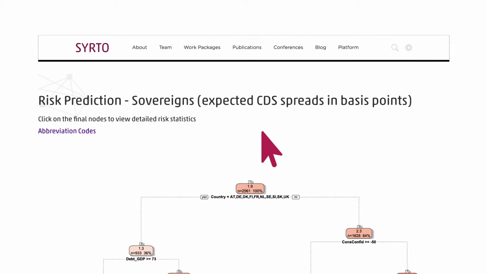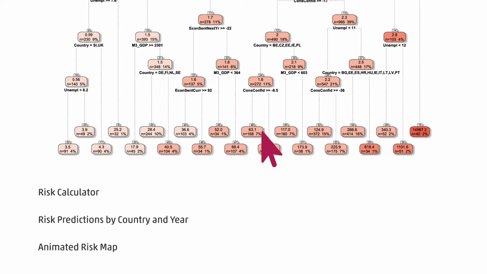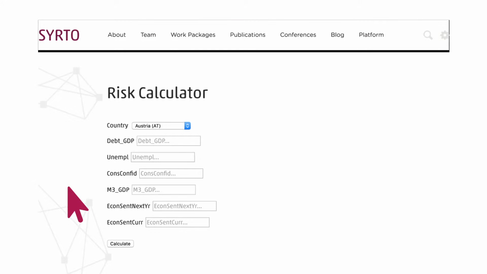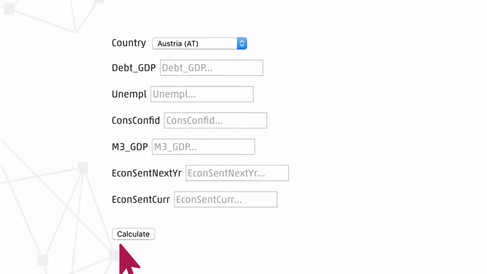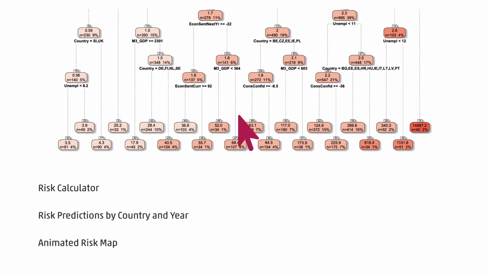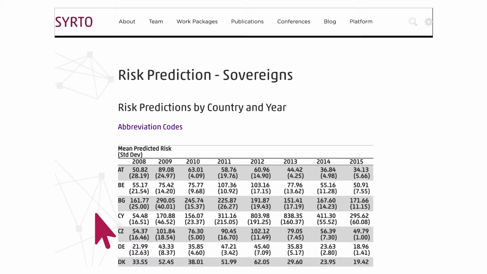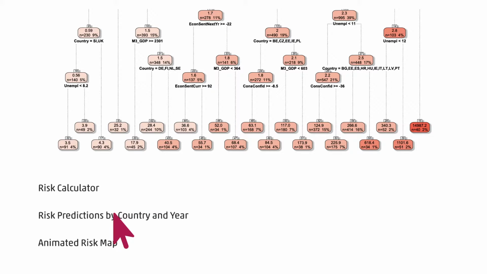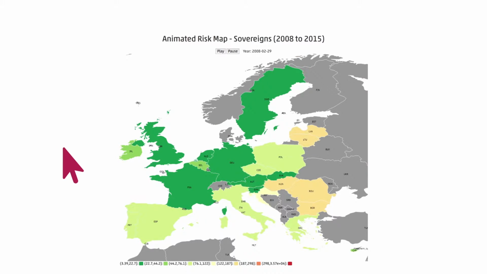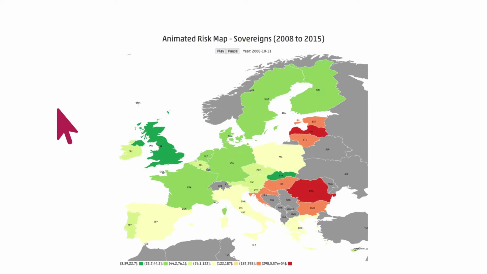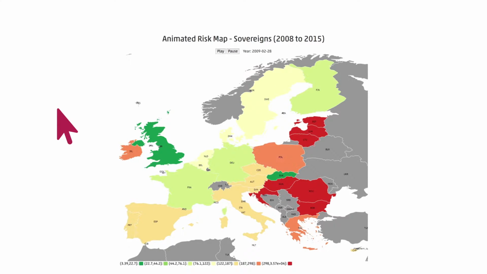Do you want to see which is your expected risk based on potential values for the selected indicators? Just click on Risk Calculator, insert your values as described in the abbreviation code link, and push Calculate. To see the mean values of the predicted risks for all the Euro countries over time, click on Risk Prediction by Country and Year. The same values are visualized in an animated risk map. The map depicts the countries with different colors based on their risk level. Green is low risk and red is high risk.